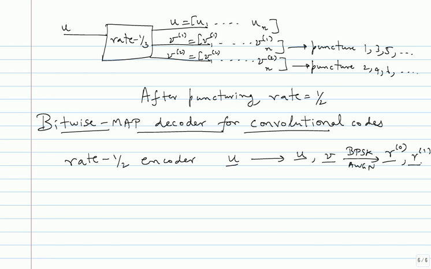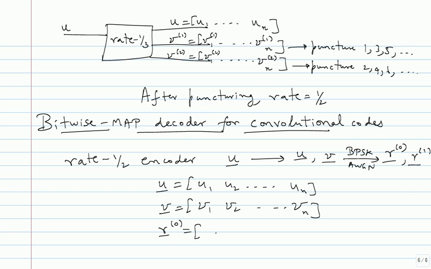What should you do in the bitwise MAP case? You should compute what? I'll take these vectors to be u1, u2, ..., un, v to be v1, v2, ..., vn, and the same for r0 and r1. It's unfortunate I have to write the whole thing down, but I'll just take those to be vectors. So what do I compute? A bitwise MAP decoder tries to compute what?